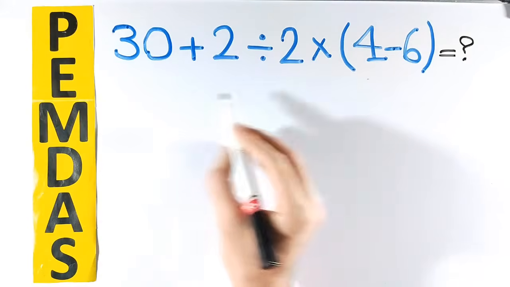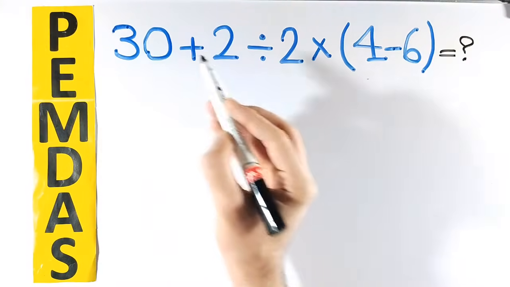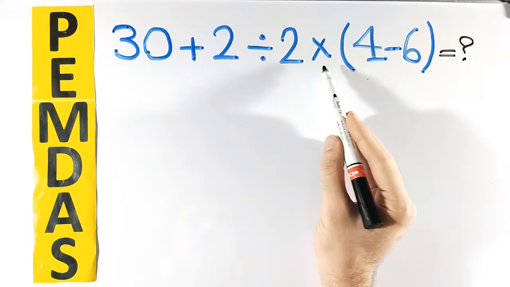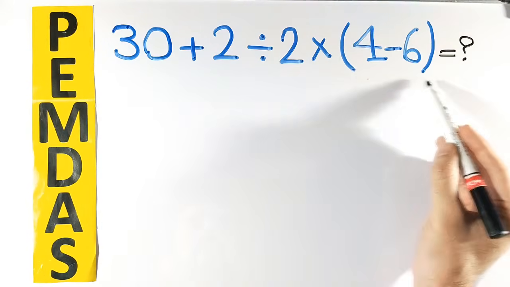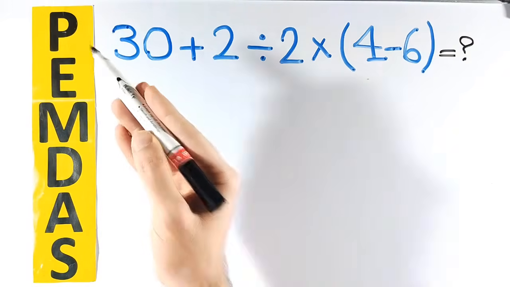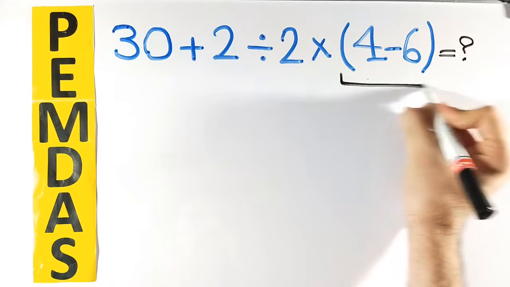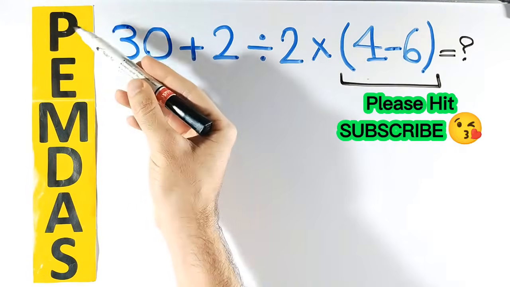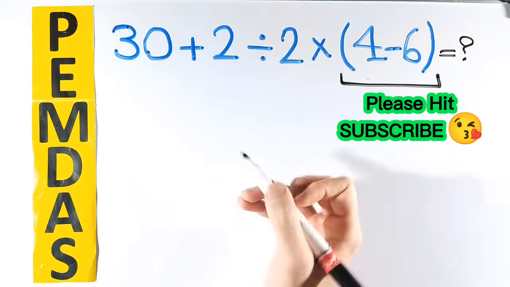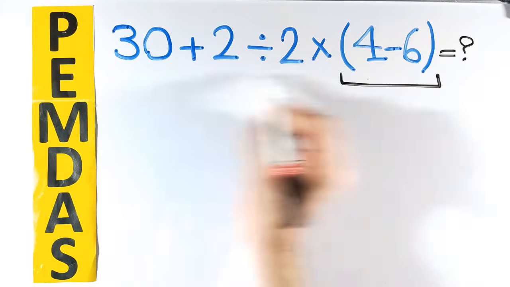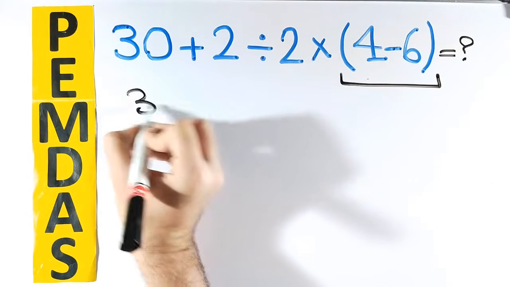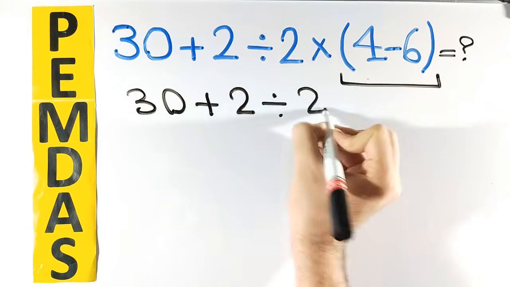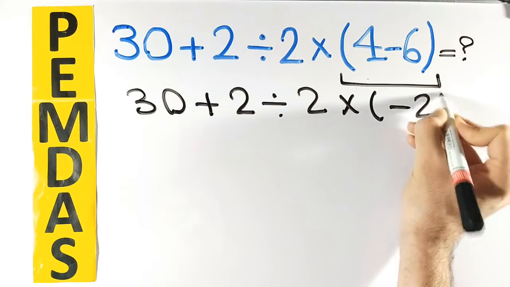As you can see on the screen, in this expression, first we have an addition sign, then a division sign, followed by a multiplication, and finally parentheses. According to the PEMDAS rule, first we go for the expression inside the parentheses because P, or parentheses, have the highest priority among the other operations. So, instead of this expression, we can write 30 plus 2 divided by 2 multiplied by negative 2.